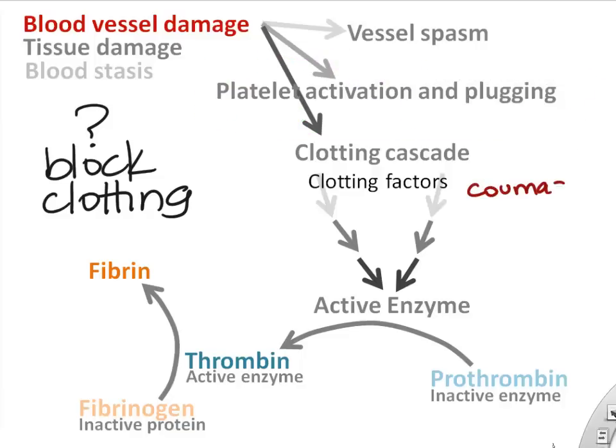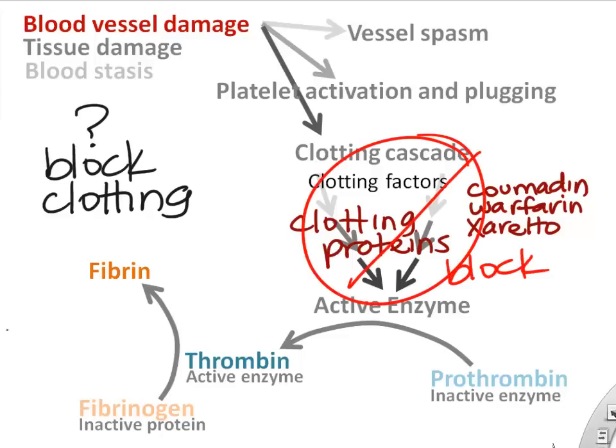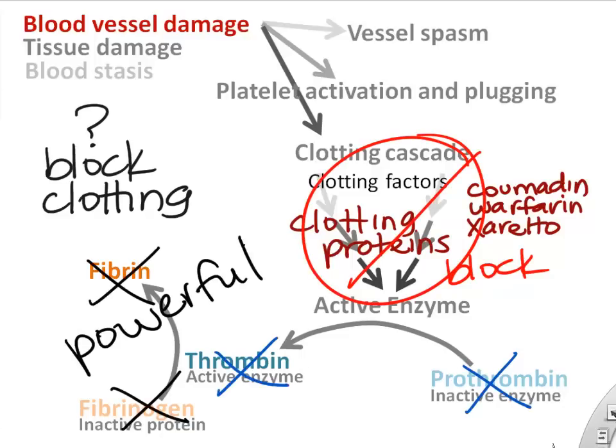If you want to use a more powerful anti-clotting drug, you might take something like Coumadin, warfarin, or the newer Xarelto. Those block the clotting proteins or the clotting cascade. When you do that, you block the activation of thrombin and the creation of fibrin. And so again, that's a powerful way to prevent blood clotting or reduce blood clotting.